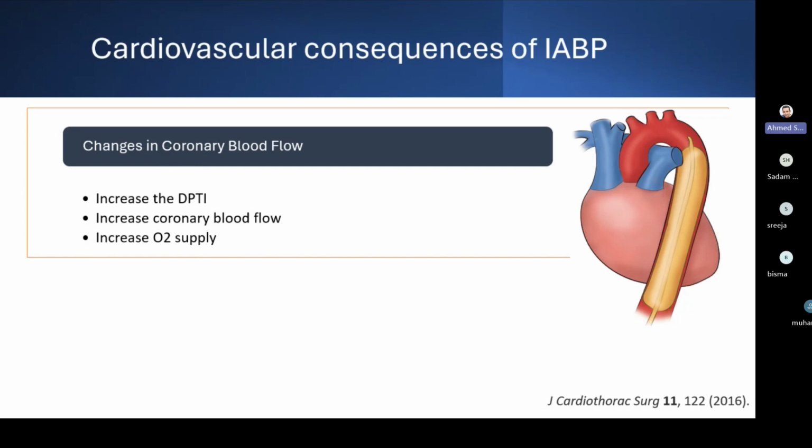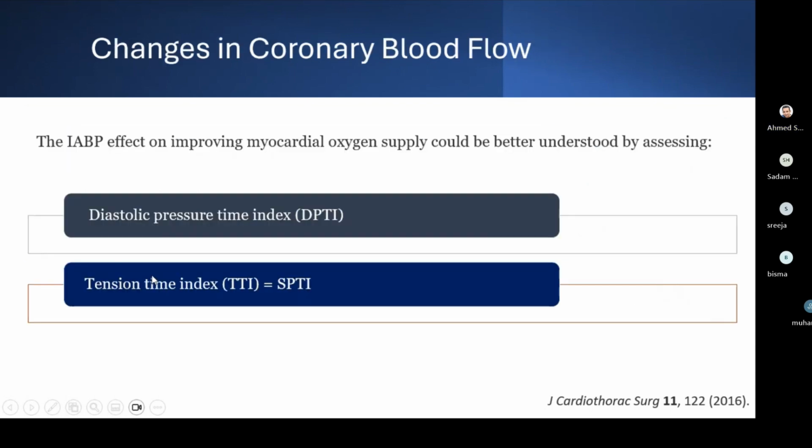Regarding the changes in the coronary blood flow, diastolic augmentation of the intra-aortic balloon will lead to increase in the diastolic pressure time index, which is a surrogate of the coronary blood flow. So it will increase the coronary blood flow to the heart, and this will lead to increase in the oxygen supply to the heart. And to understand the changes in the coronary blood flow, as we mentioned before, you have to understand the concept of the diastolic pressure time index and the tension time index, or the systolic pressure time index.